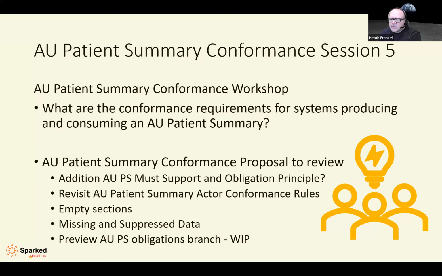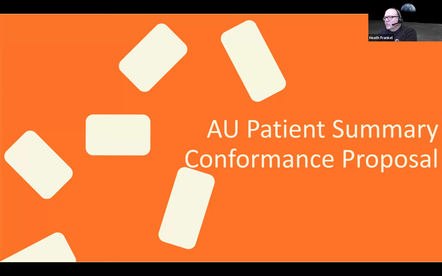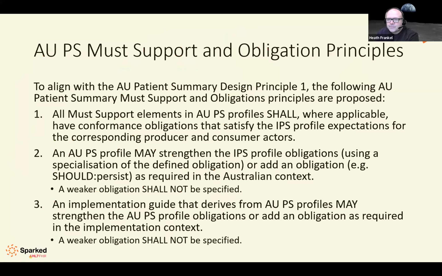So we've got an additional principle that we talked about last time that we're going to have a look at. We're going to revisit those conformance rules with some of the edits that have been going on over the last couple of weeks. And then we're going to have a bit of a discussion about empty sections and perhaps missing and suppressed data. And as we go through, we'll start to get a bit of a preview of the obligations that are being put into the patient summary in a branch that Danielle's been working very hard on over the last 24, 48 hours.